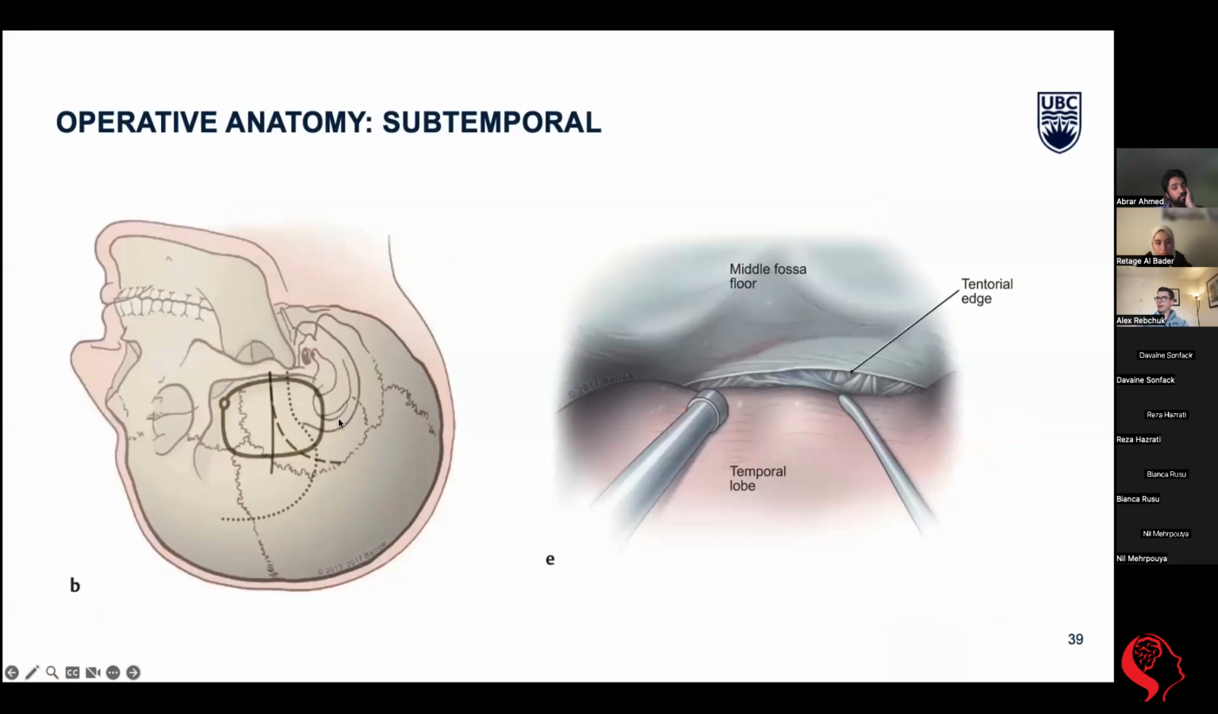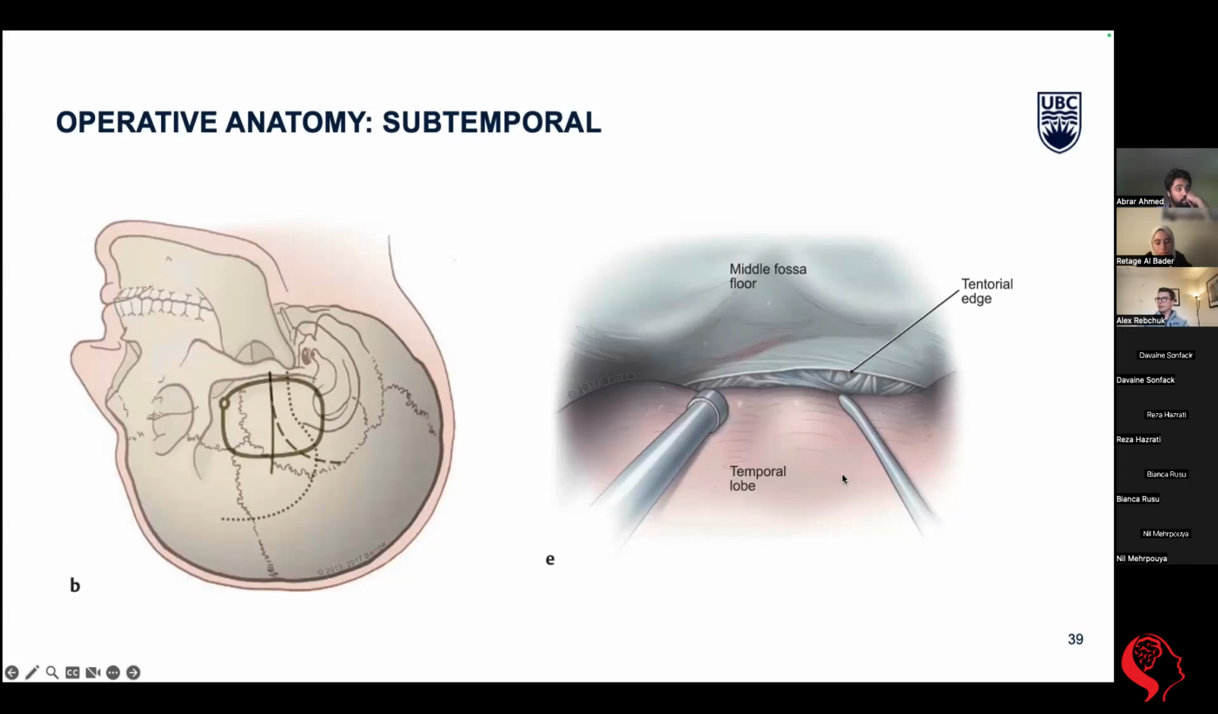What's this? This is a bit trickier. I think this was the last, maybe one or two more approaches. Another approach you might see is something called the subtemporal approach. So the patient's head will be turned on the side like this. You'll take the bone flap down and do a craniotomy like this, so you have this small rectangular opening. The ear, you can see it's sketched here. So it's essentially a craniotomy just above the ear.